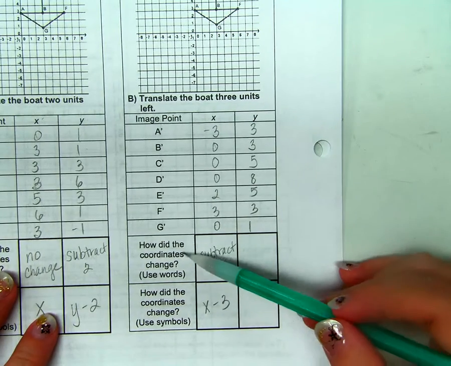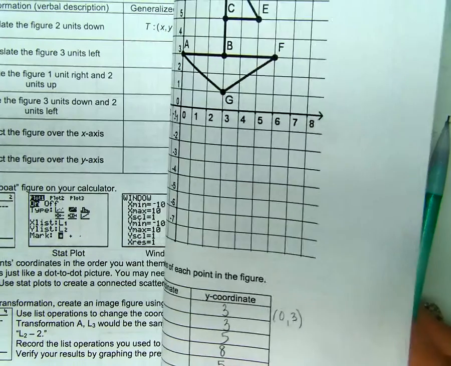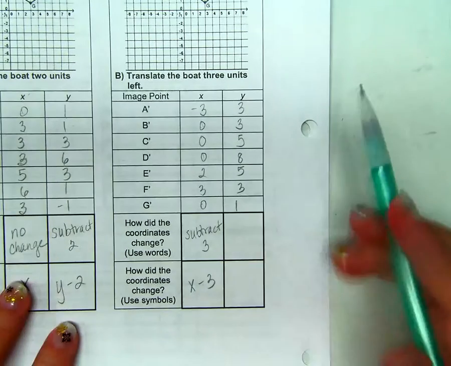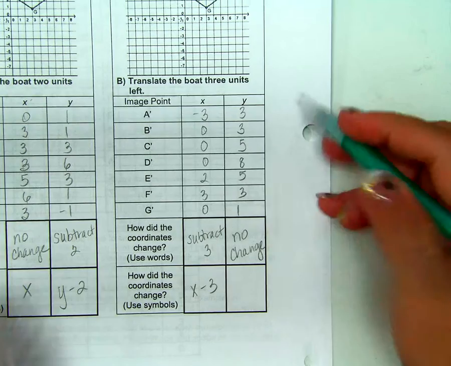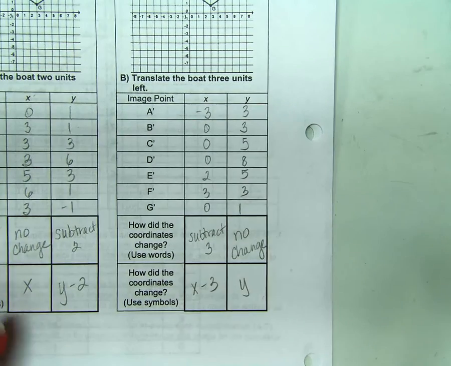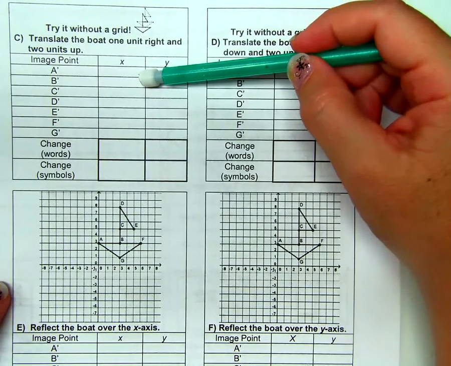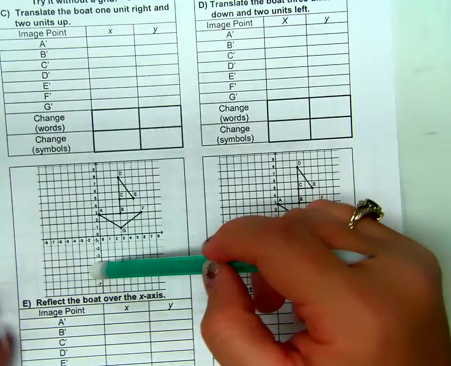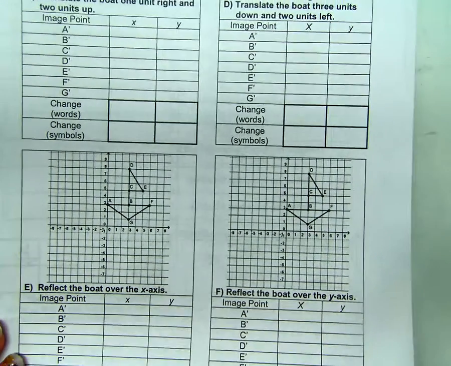How did the y-coordinates change? No change. Excellent. What was it before? What is it now? It was a y, and now it's a y. Okay? So do you see the pattern that I need you to do on these? So we have a C, a D, an E, and an F. C, D, E, and F is what you have to have done for homework.